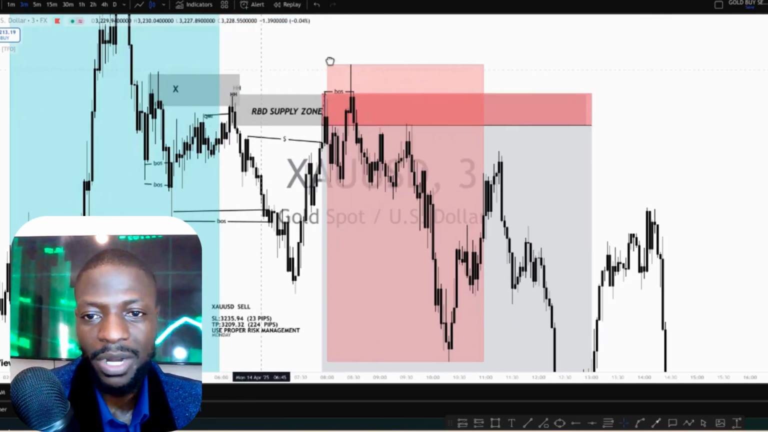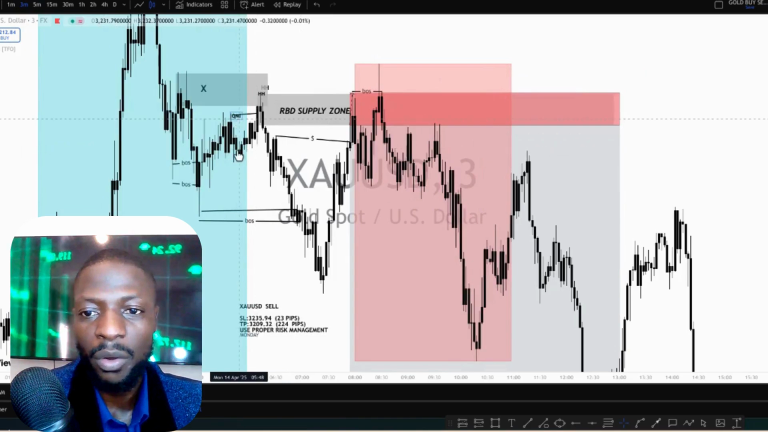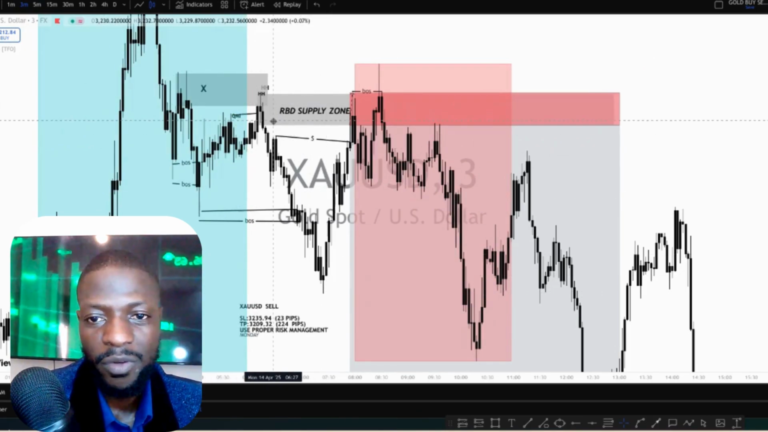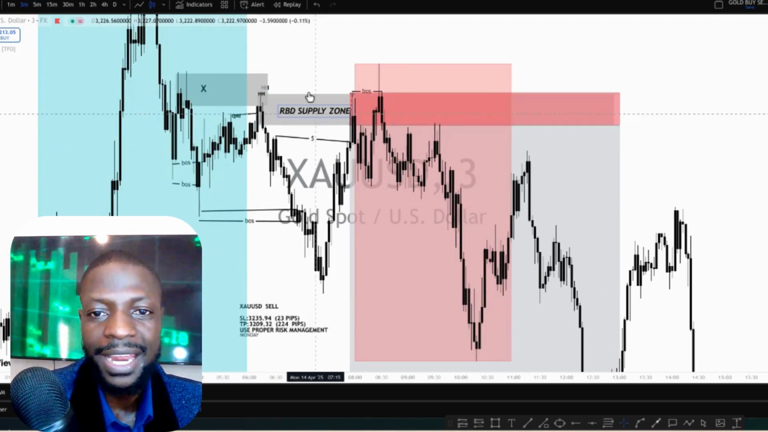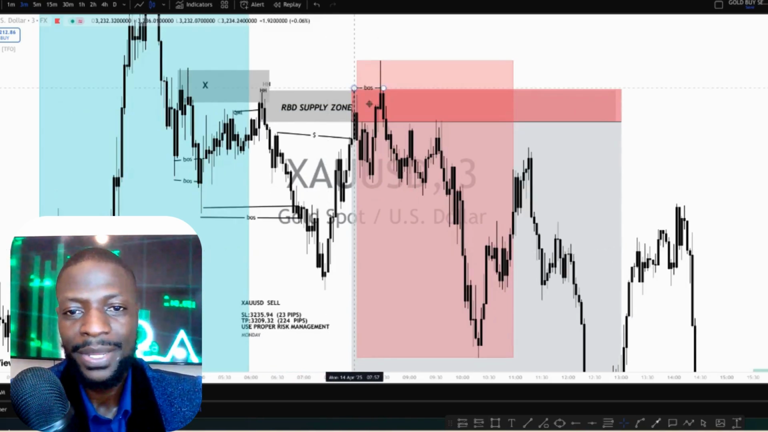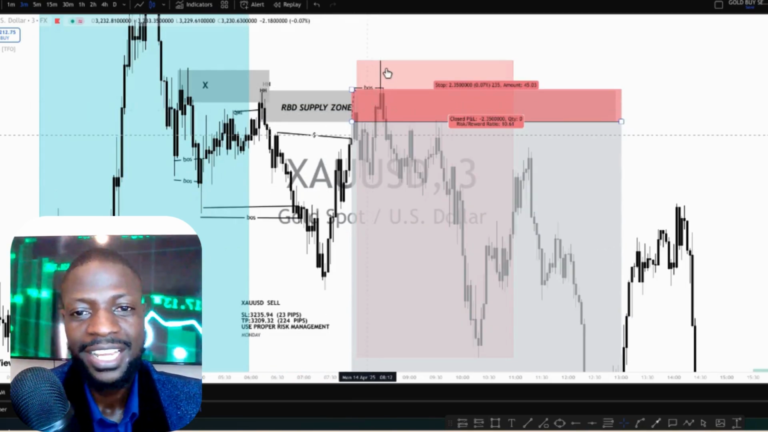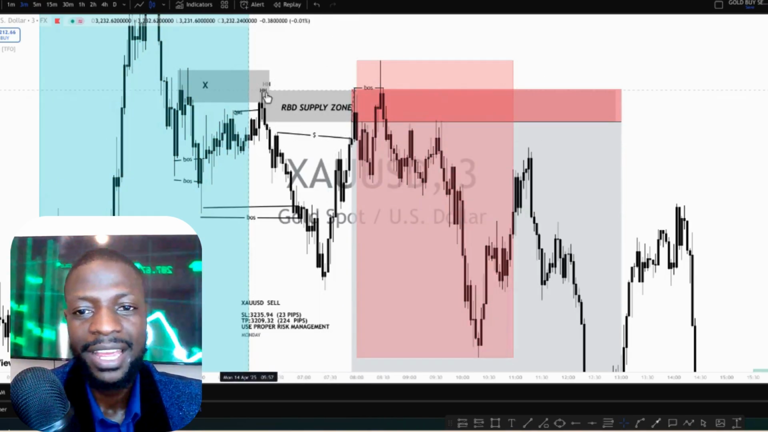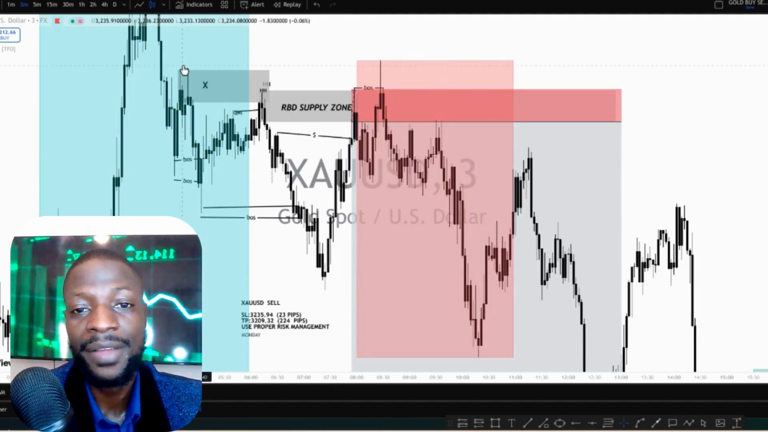So once I came here, I saw an opportunity. I saw again QML, low, high, high, break of structure. So for me, I just focused on this and then put my stop loss just above the level right there. Unfortunately, see what happened? The market just came here during the Asian session, just took out the high, took out this high, and also went slightly above that high.